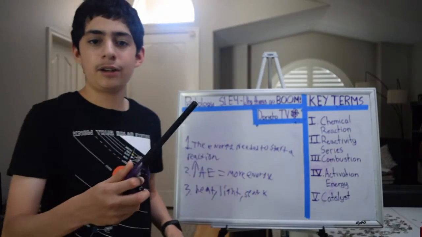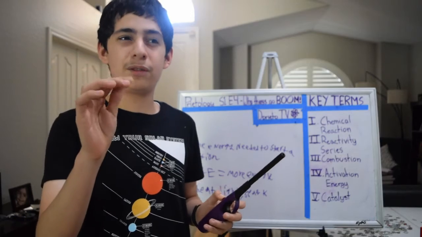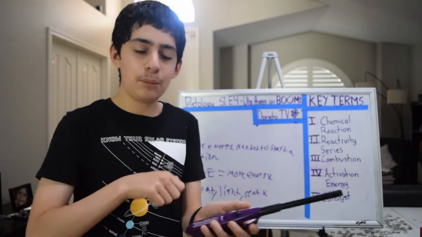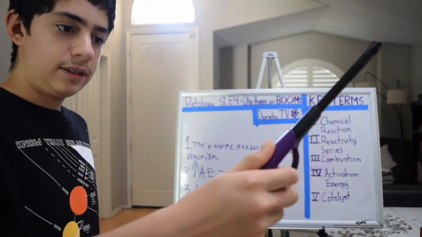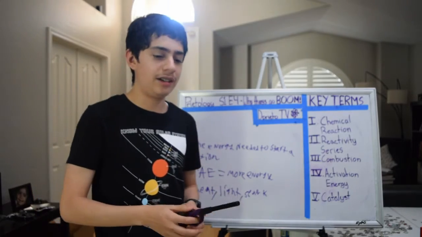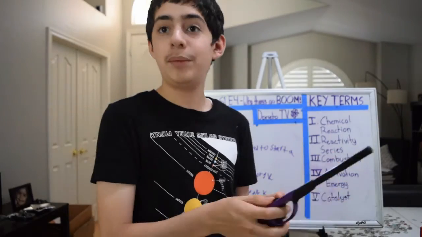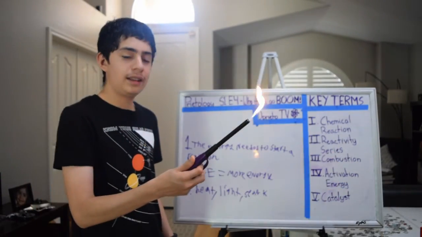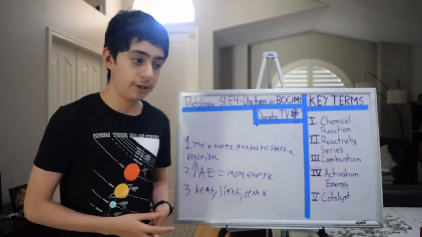There's a little thing in here called piezoelectric. It's a little crystal, I think, of quartz. When you click this button here, it hammers right on top of the piezoelectric, and that creates some electric current. And the electric current goes to the gas tank, which makes the fire. So basically, the piezoelectric is the activation energy in a lighter.